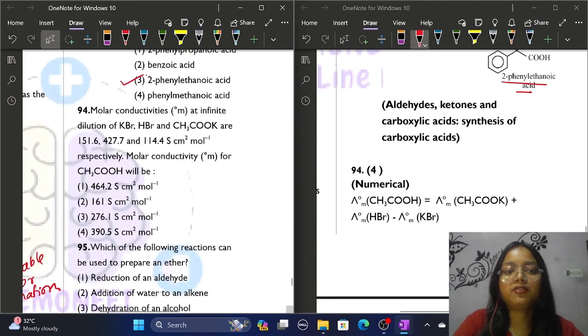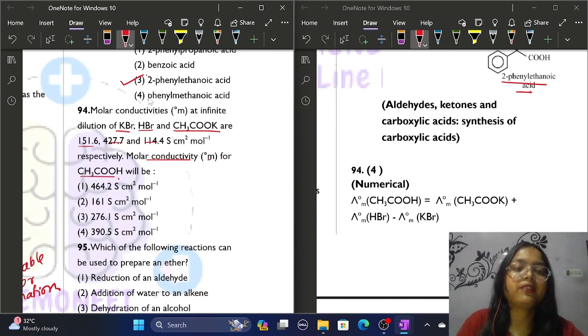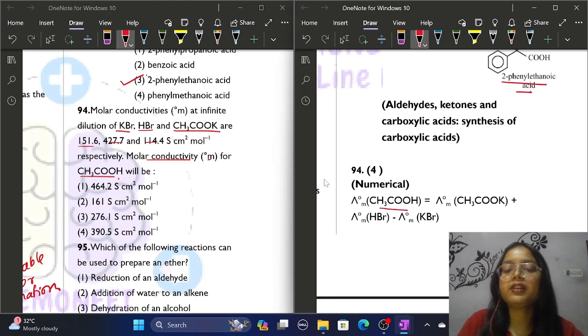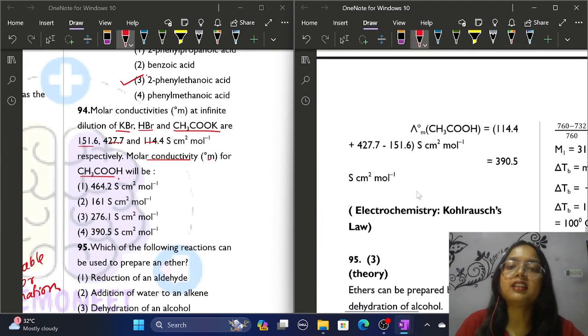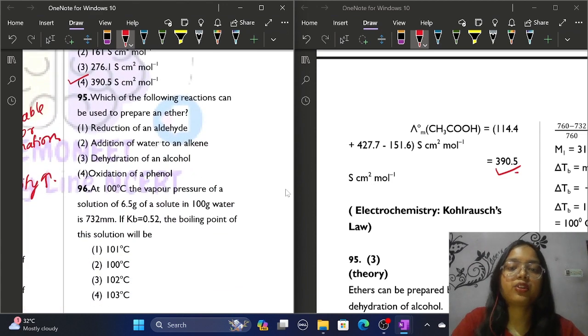For question number 94, the molar conductivities at infinite dilution of KBr, HBr and CH3COOK are given. Okay, we have to find the molar conductivity of CH3COOH. So let's say that the molar conductivity of CH3COOH comes out to be molar conductivity of CH3COOK plus molar conductivity of HBr minus molar conductivity of KBr. So now just put the given values here and the answer comes out to be 390.5. So 390.5 will be the correct option. Question number 95.